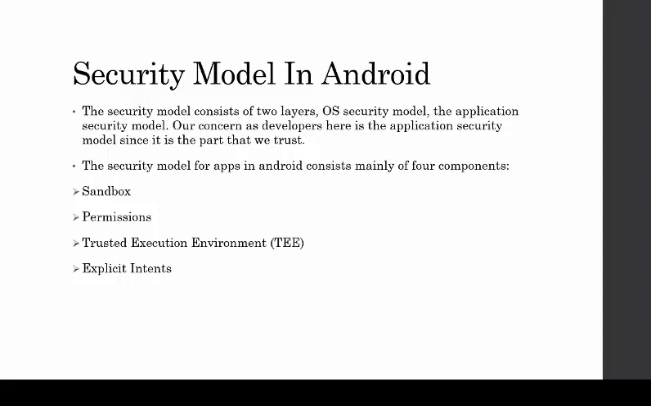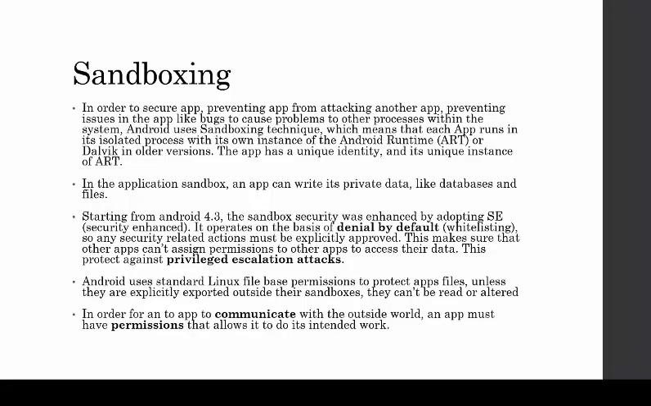Security model in Android. The security model consists of two layers: the operating system security model and the application security model. Our concern as developers here is the application security model, since it is the part that we trust. The security model for apps in Android consists mainly of 4 components: the sandbox, permissions, TEE, explicit intent. Let's first talk about sandboxing.